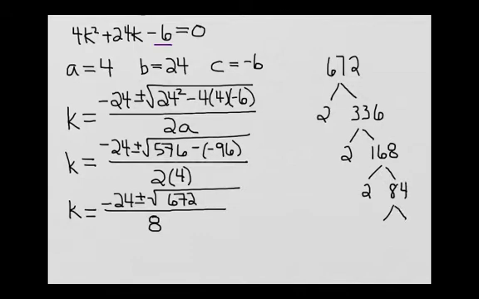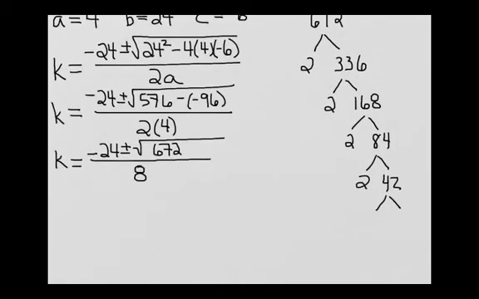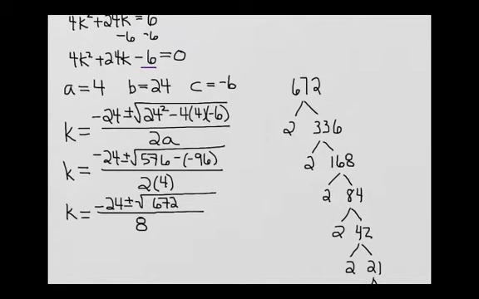84 is divisible by 2. 2 goes into 84 42 times. And we can keep going here. 2 goes into 42 21 times. And 21 is going to be 3 times 7. So that means that I can rewrite 672 as 1, 2, 3, 4, 5 2's times 3 times 7.